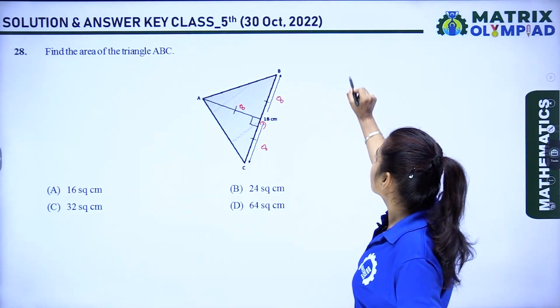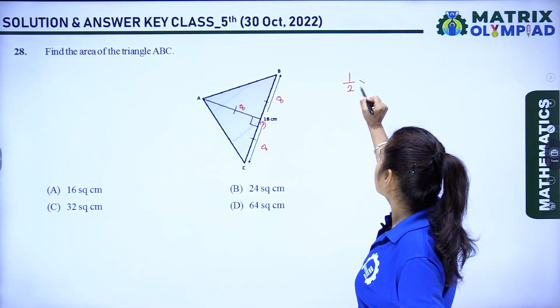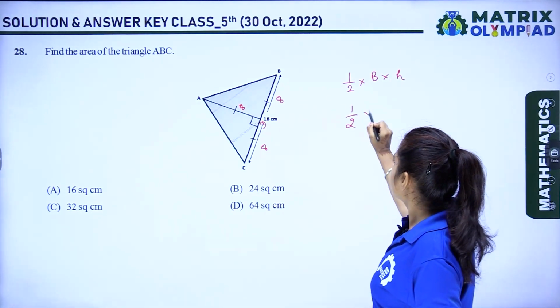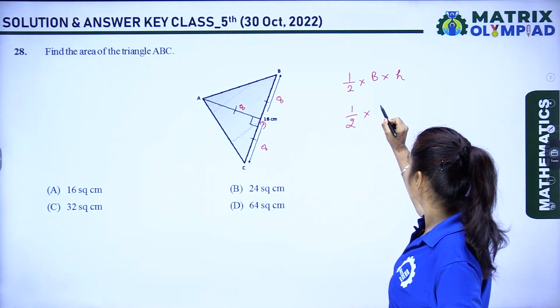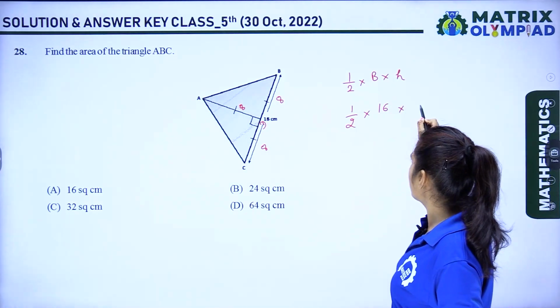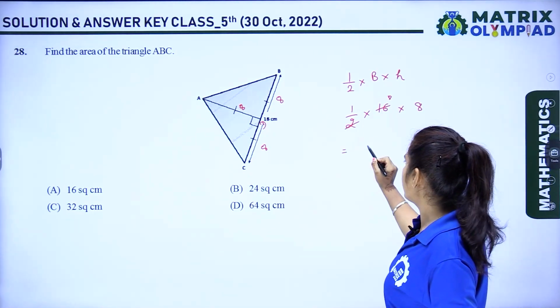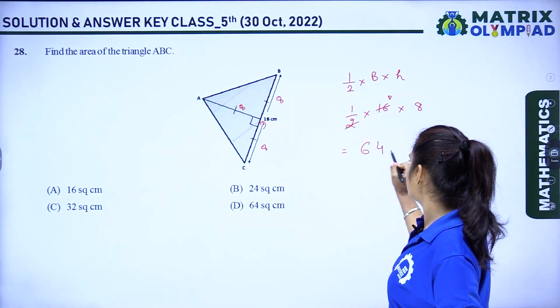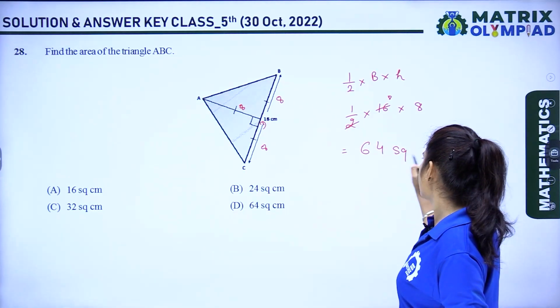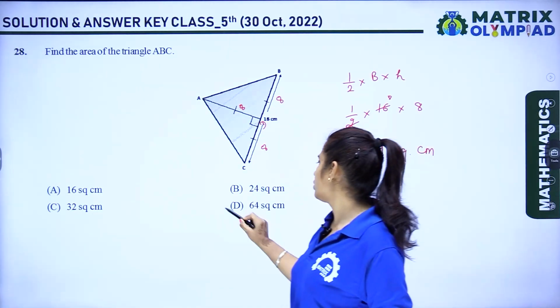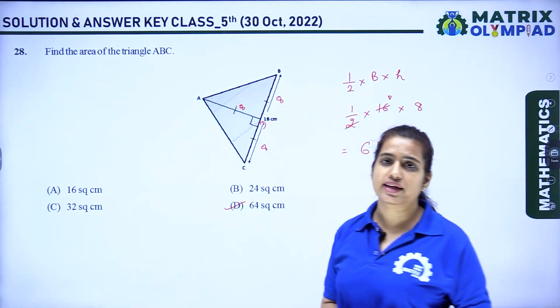So area of triangle ABC will be half into base into height. Half into base is 16 and height is 8. So we can say that the answer will be 64 square centimeter or 64 centimeter square. So option D is the correct answer.